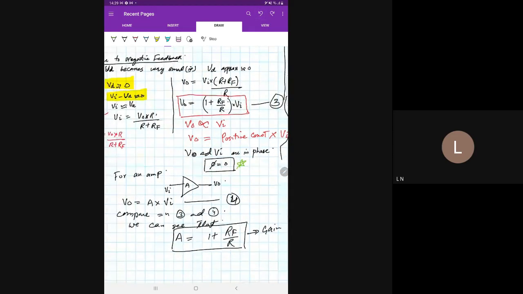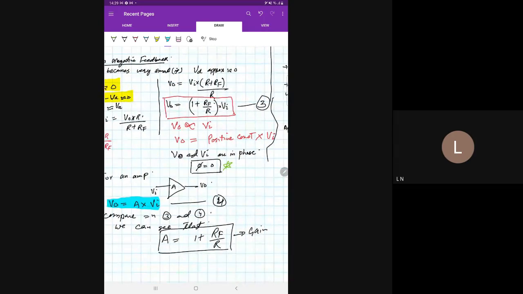Now, suppose for a general amplifier, we know if we have an amplifier like this, there is some input and there is some output. We know for any amplifier, V output is equal to gain times V input.